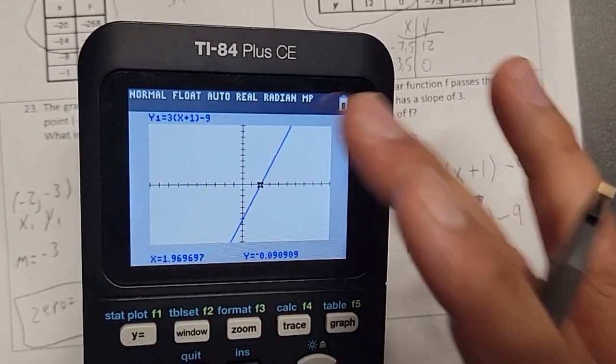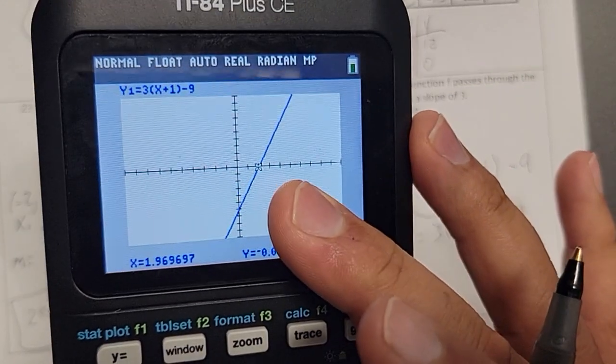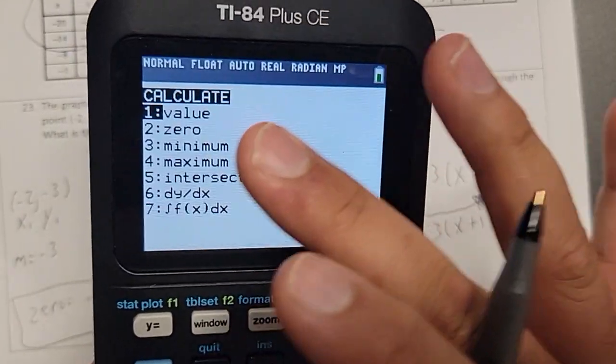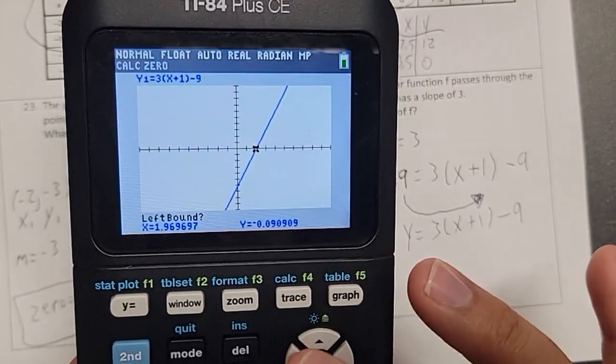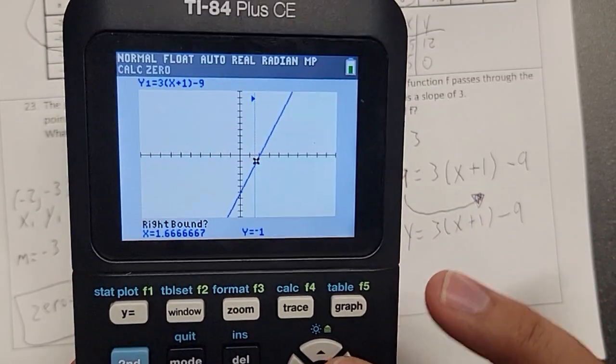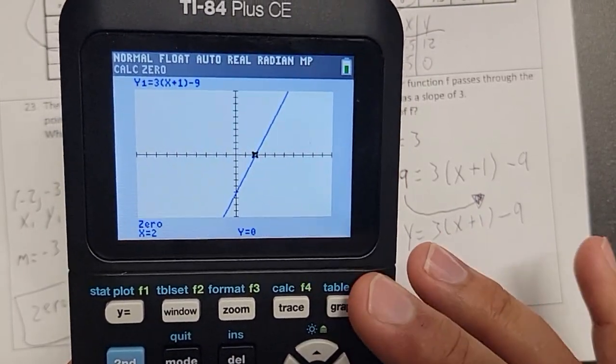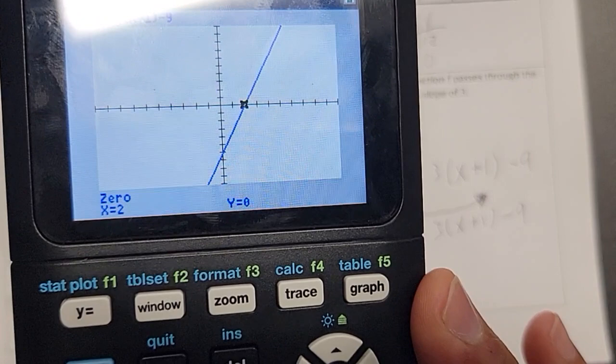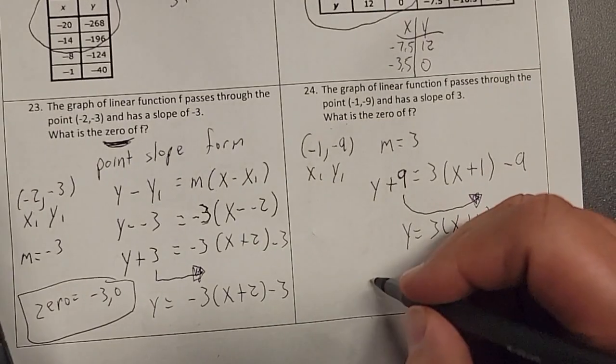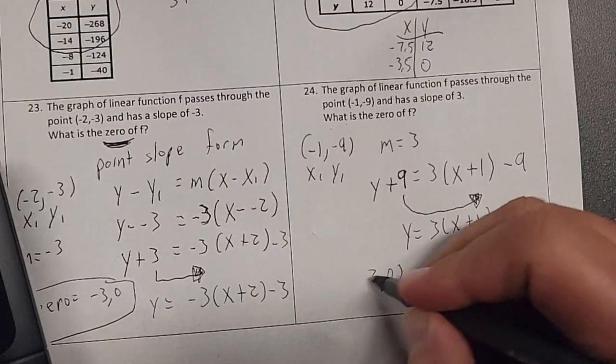All right. Once you get as close as you can, second trace, and you do have to move the marker. You have to move it. 0, 1, 2, 3, enter. 1, 2, 3, 4, 5, 6, enter, enter. My 0 is 2, 0. 2, 0.